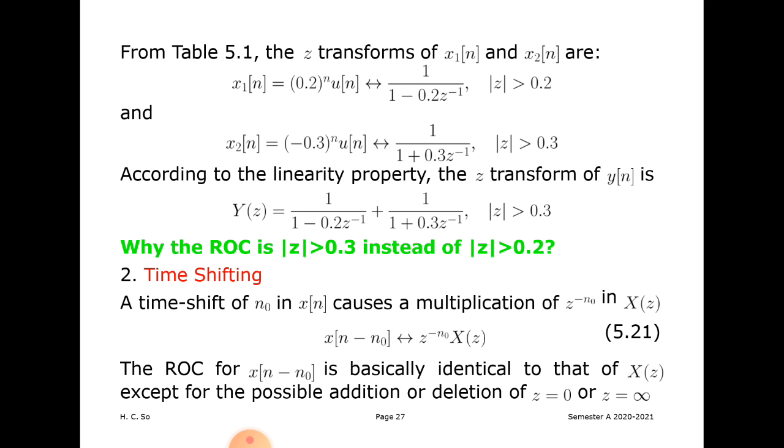According to the linearity property, the Z transform of y(n), that is Y(z), is equal to 1 divided by 1 minus 0.2 z^-1 plus 1 divided by 1 plus 0.3 z^-1, where modulus of z is greater than 0.3.